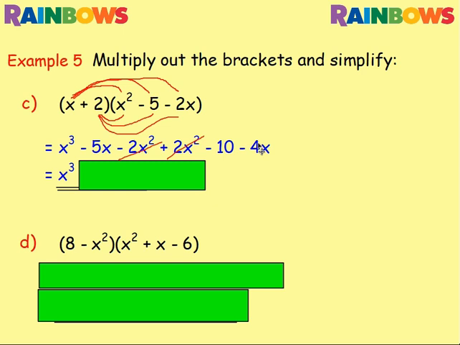X's, you've got a negative 5x, take away 4x. Negative 5, take away 4. You're going further down into the negatives. So you'd have negative 9x. And the negative 10 just stays as negative 10.